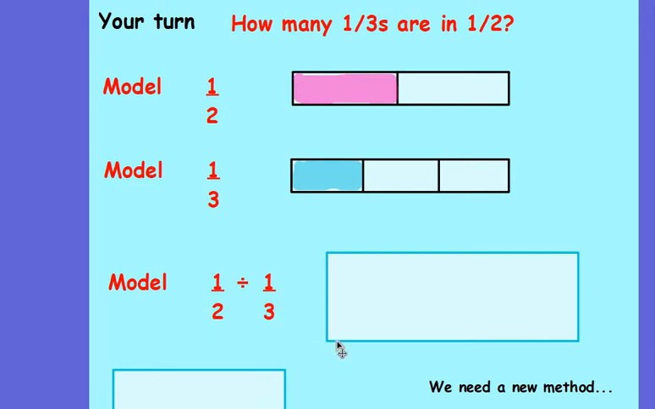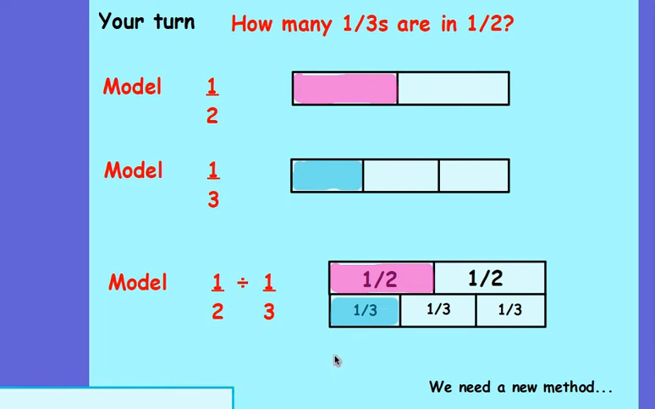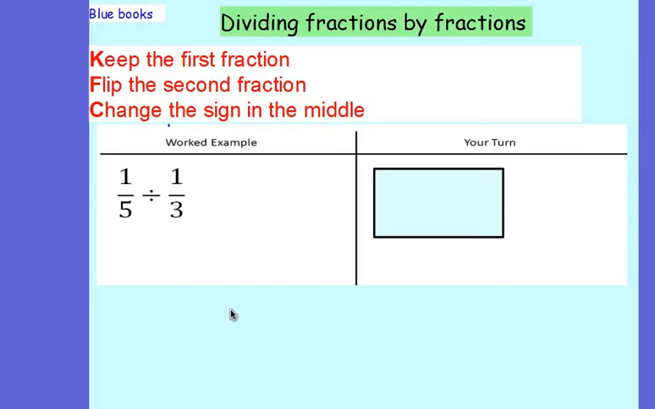So hopefully your bar model is going to look a little something like this. And we can't use this to directly tell how many thirds there are in a half. We know there's 1 and a bit, but it's hard to tell exactly what that might be. So we're going to investigate a new method. When I say new method, it's similar to a method we've already used. So in your dark blue books, can you write the title Dividing Fractions by Fractions? And if you'd like to, underneath, feel free to copy out the keep, flip, change protocol that we covered in a previous lesson. Keep the first fraction, flip the second fraction, and change the sign in the middle.